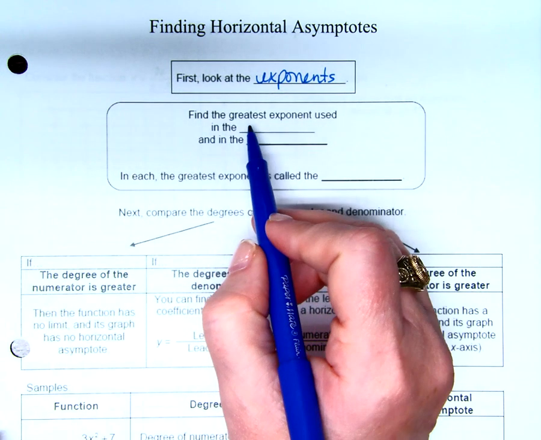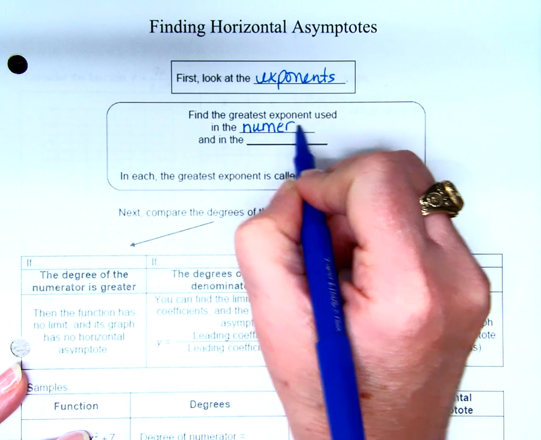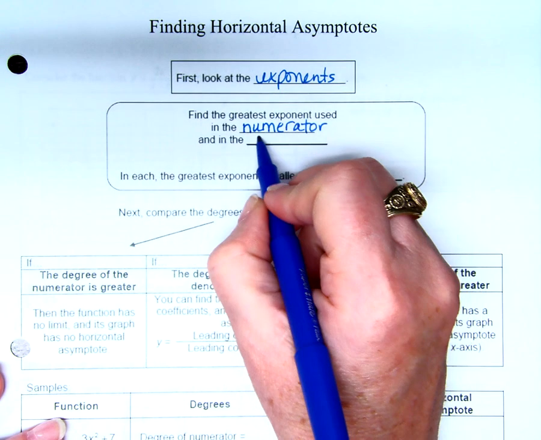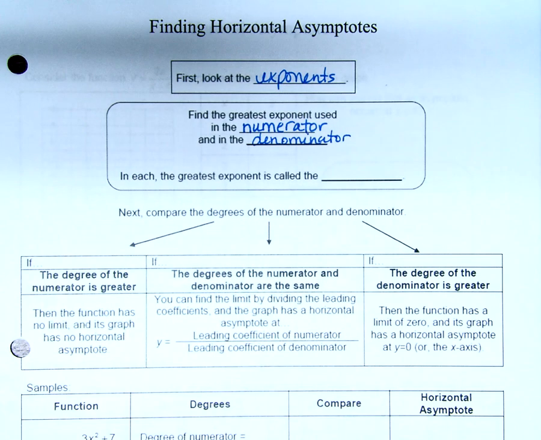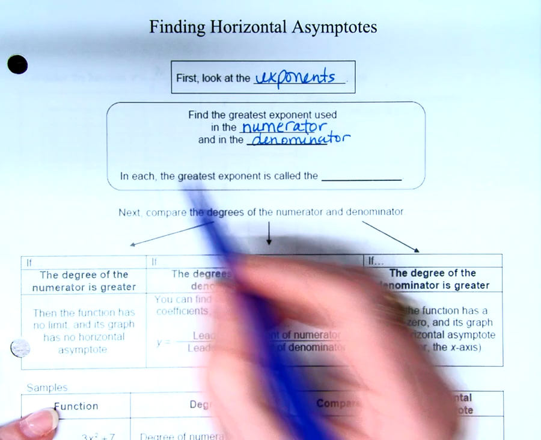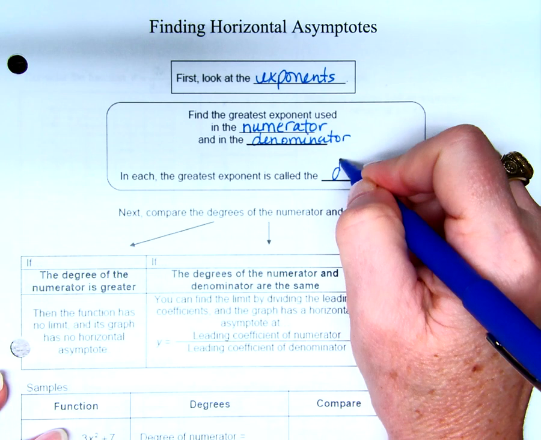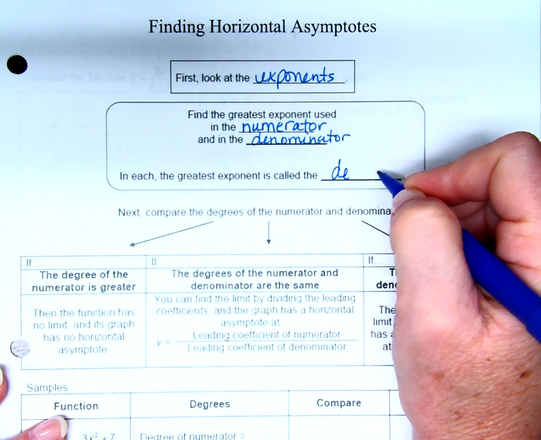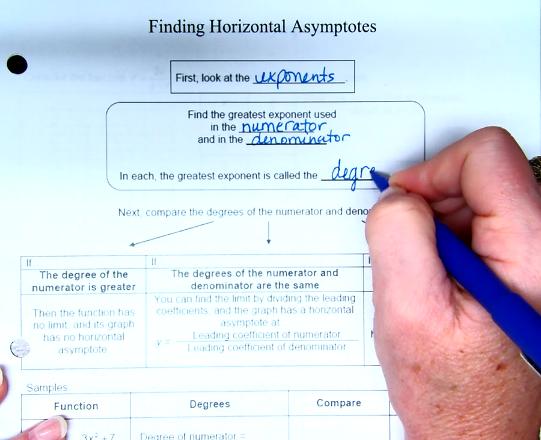We need to find the greatest exponent used in the numerator and in the denominator. In each, the greatest exponent is called the, do you remember what it's called? Do you remember what the greatest exponent is called? It's called the degree.